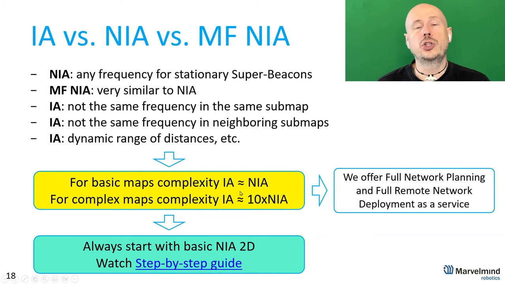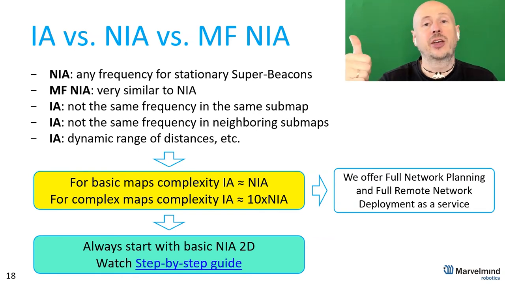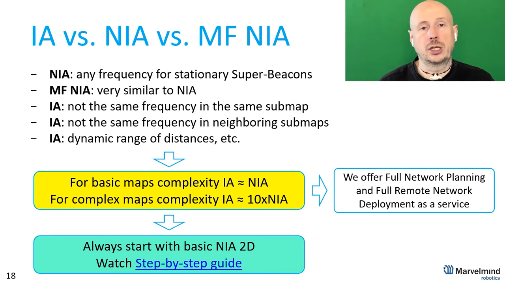So in general, if you want to deploy a basic starter set, for example, then IA or inverse architecture is almost equal to non-inverse architecture. But if you discuss, for example, a huge warehouse, then building a large non-inverse architecture map is about 1/10 of the complexity of a large inverse architecture map. Again, it's doable, not a problem, but you simply need to understand much deeper details with inverse architecture, because it's more capable, but at the same time more demanding to you as a person deploying the system. So this is why the basic recommendation is lengthily explained in this step-by-step guide.